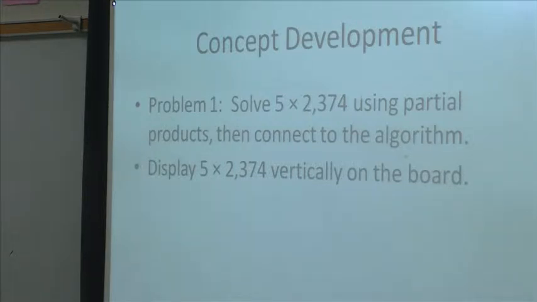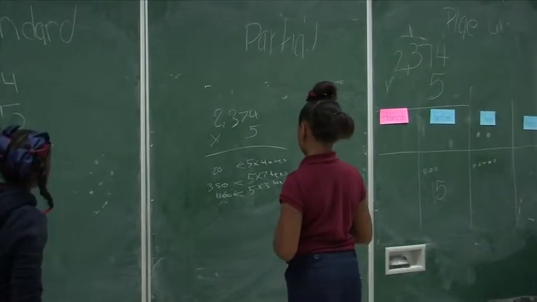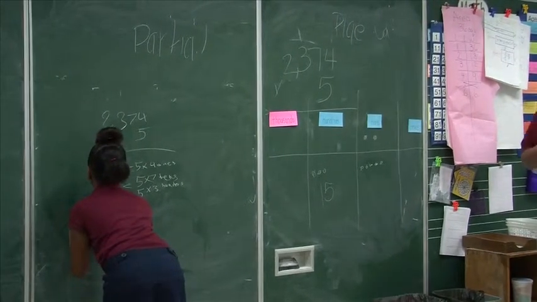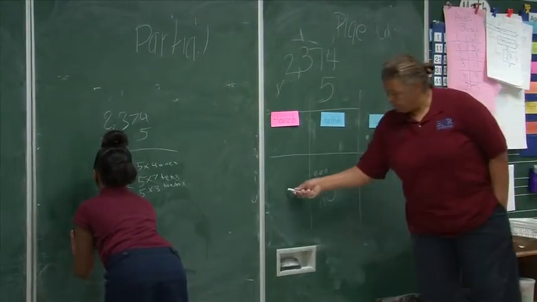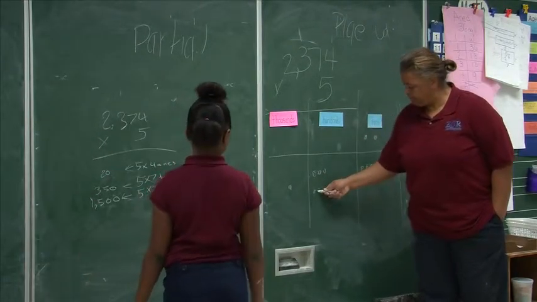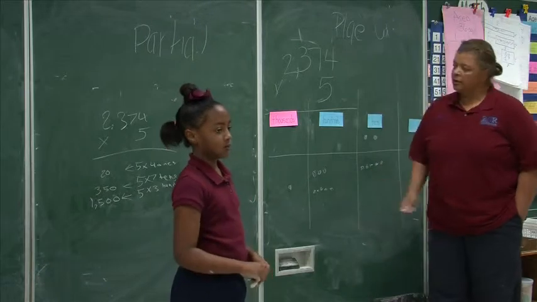Problem 1 says solve. Read it for me. Solve 5 times 2,000. So what is 15 the same as? 15 hundreds is the same as 1,500. Our last one?